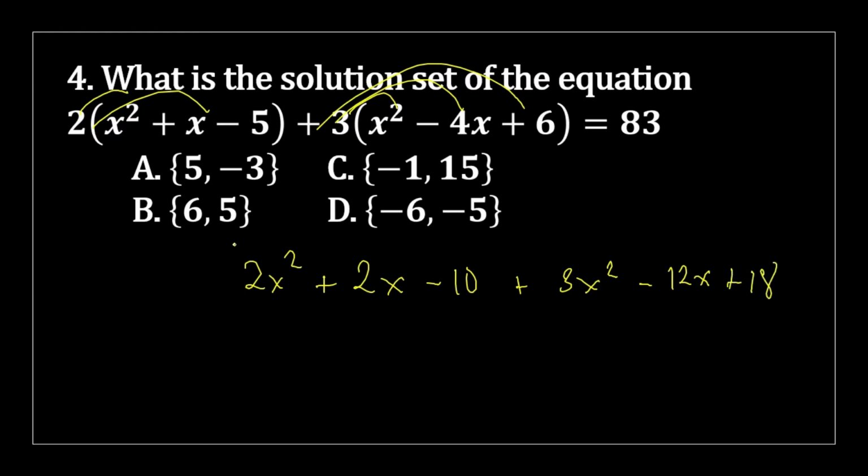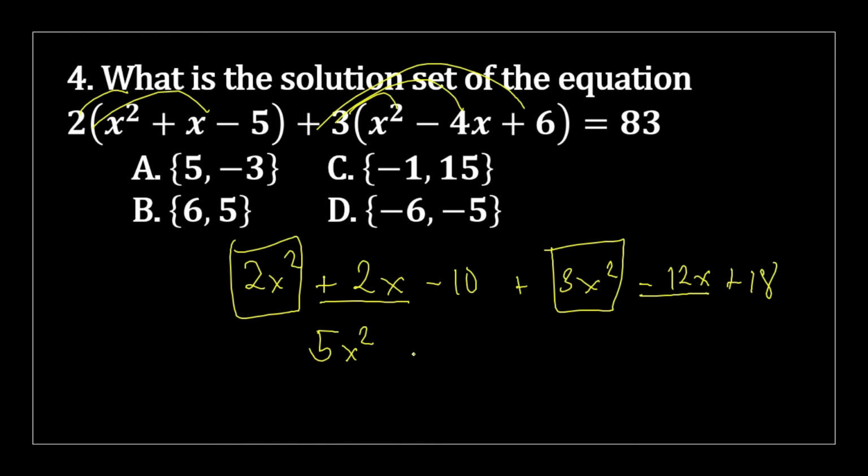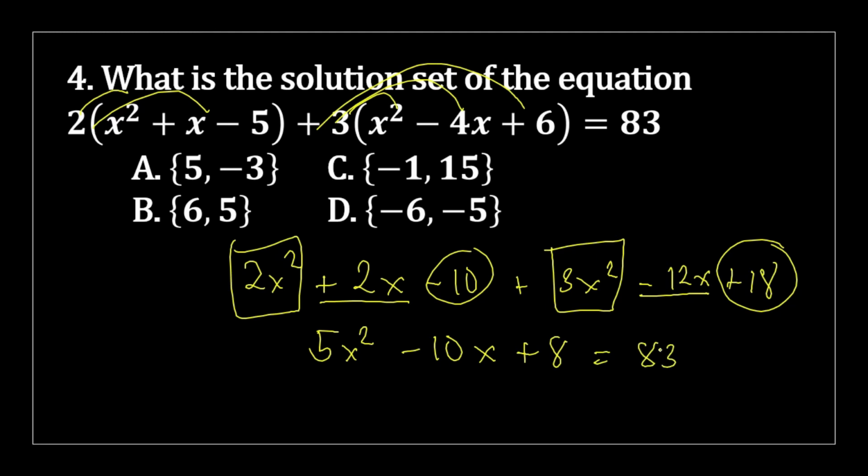Positive 18. Now let's combine like terms. These are like terms, so we have 5x squared. Now this one is negative 10x, because this is positive and this is negative. Then this one, negative 10 plus 18, is positive 8, equals 83. Now after that, let's transpose 83 to the other side.